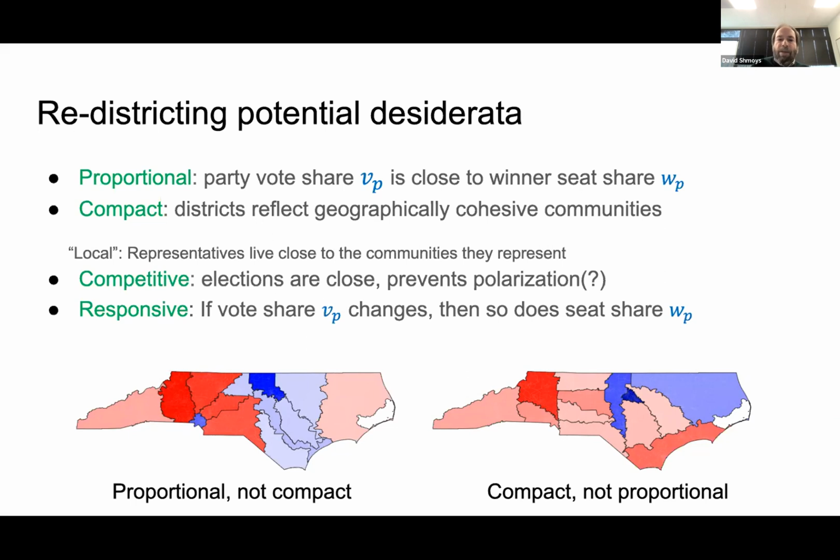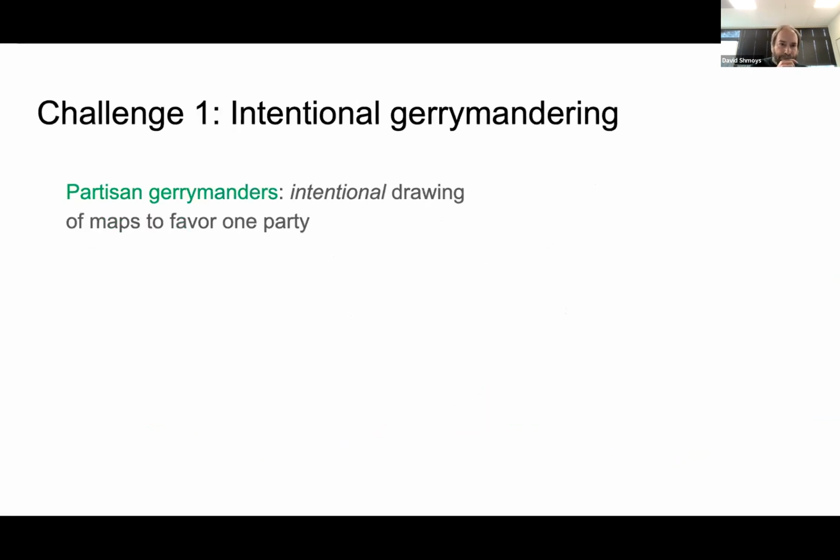If elections are close, this pushes the two parties to not nominate extreme candidates, and so competitiveness helps moderate the discussion in overall politics. And then there's a natural notion of responsiveness: as the vote share for a given party changes, you want the seat share to reflect that as well.